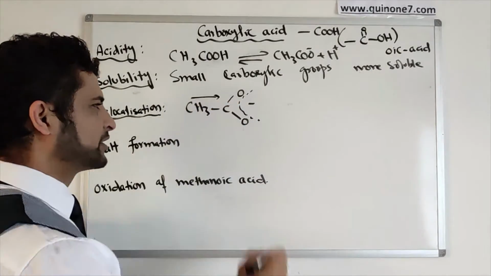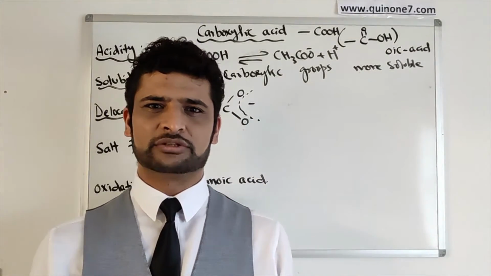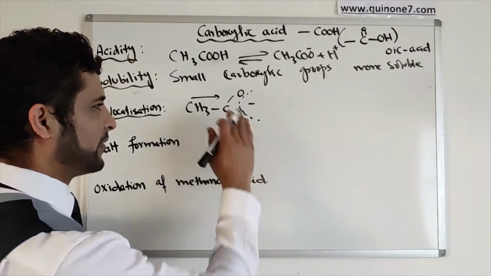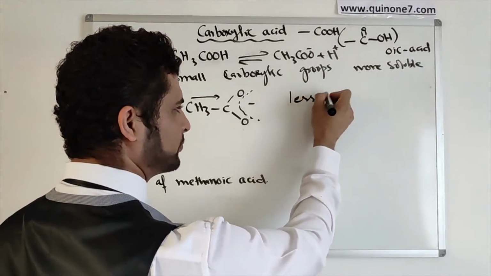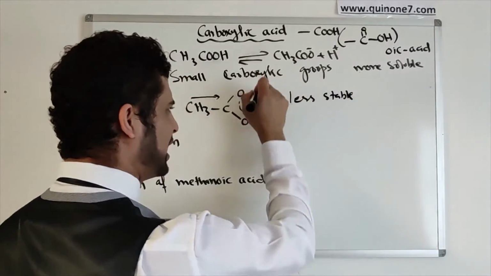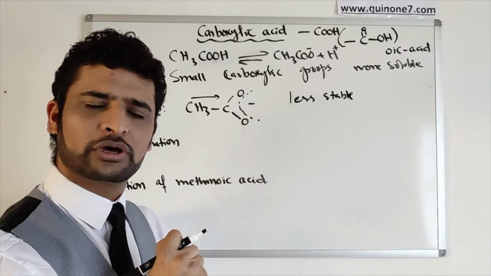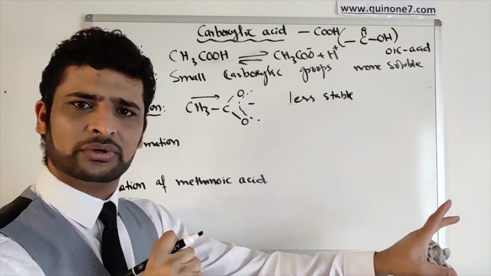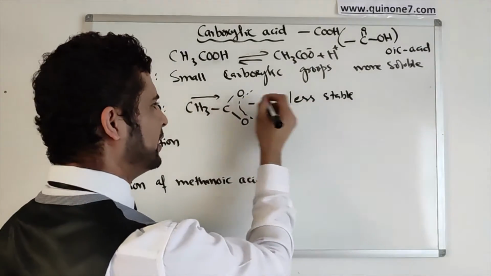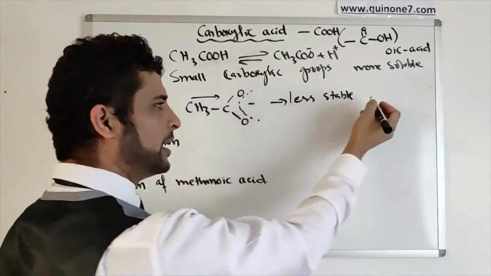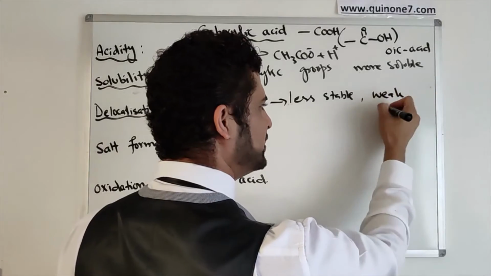Alkyl groups are known as electron donating species. So that means the electron density will move towards the carboxylic group, and that will make it less stable. So this ion will be less stable because it has more electron density. So it will hold the proton more tightly and will not allow it to dissociate very quickly. So it will make the carboxylate ion less stable because of this alkyl group. Hence, it will be a weak acid.